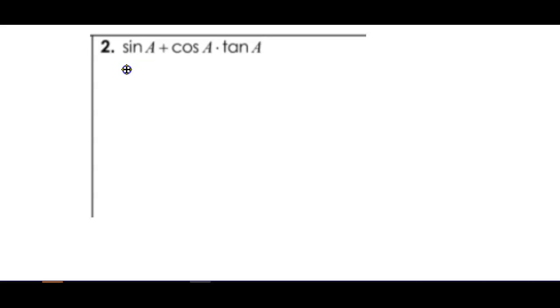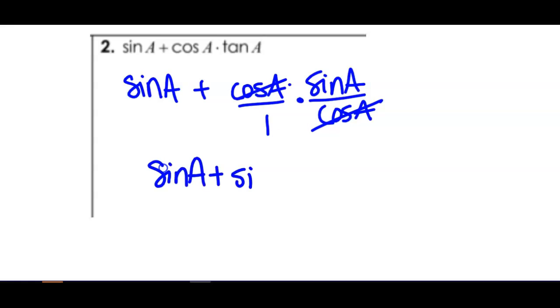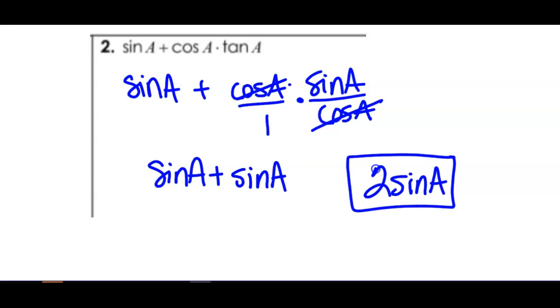Again, I'm going to go with sines and cosines. So I have the sine of A plus the cosine of A times sine A over cosine A. This tangent is sine over cosine. Now here, these divide out, so I end up with sine A plus sine A, and just like anything, x plus x is 2x, so this is 2 sine A. That's a nice one.